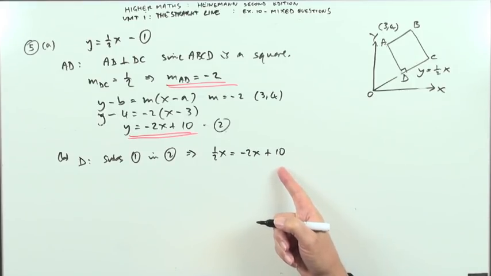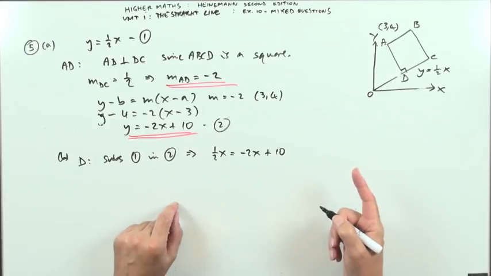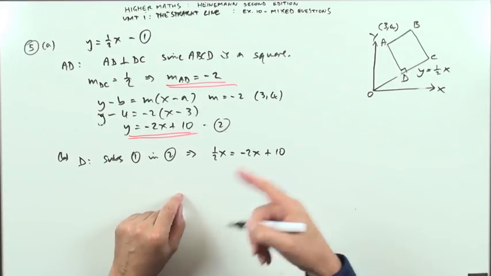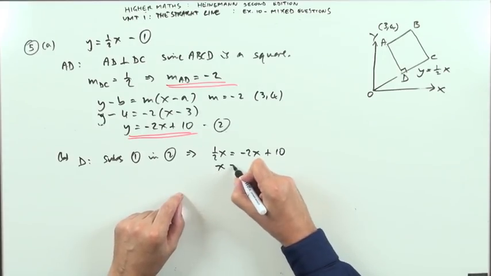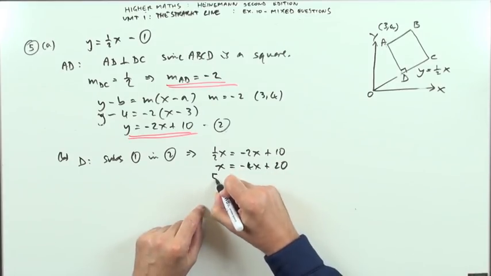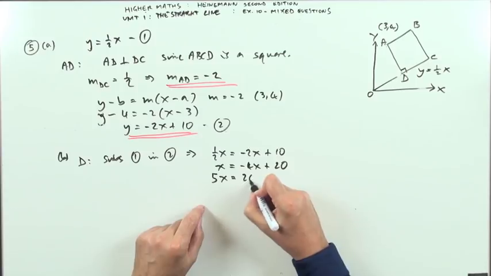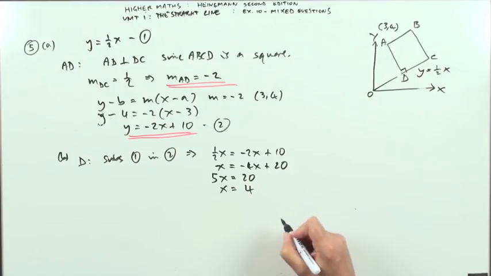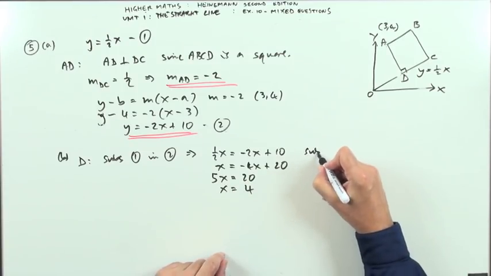Right, the first thing to notice with that is it's got fractions. Avoid fractions, nasty things, double everything. So that means I've got x is -4x plus 20. Swap sides. 5x is 20. Solve that. x is 4. And then substitute it in to find y.